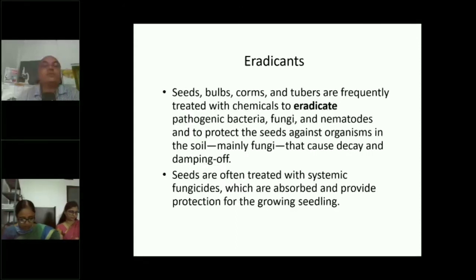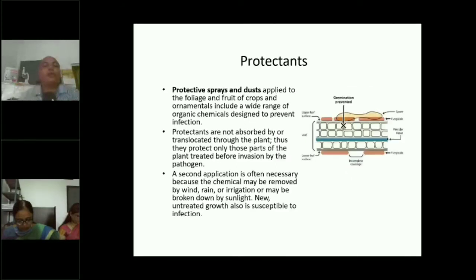Then eradicants, for seeds, bulbs, corms. You can also eradicate if you are exporting some fruit and the importing country is asking for an eradication facility. They are also useful for killing some infection from the plants. Then there are protective sprays we can use, protective dust you can also use, and this will protect your crop from the entry of pathogen inside the host tissue. Therefore, these protectants you can also use for spraying.